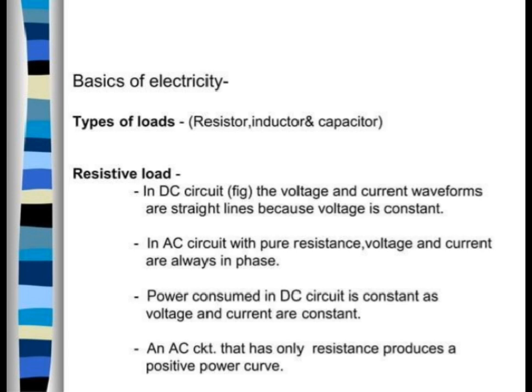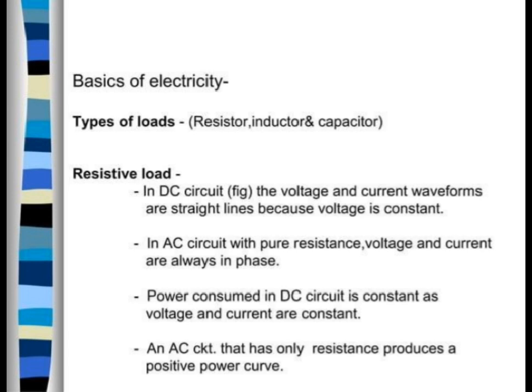So the resistive load is a circuit element that resists the flow of current, converting electrical energy into heat. An example of this is the light bulb. This is called a resistor.